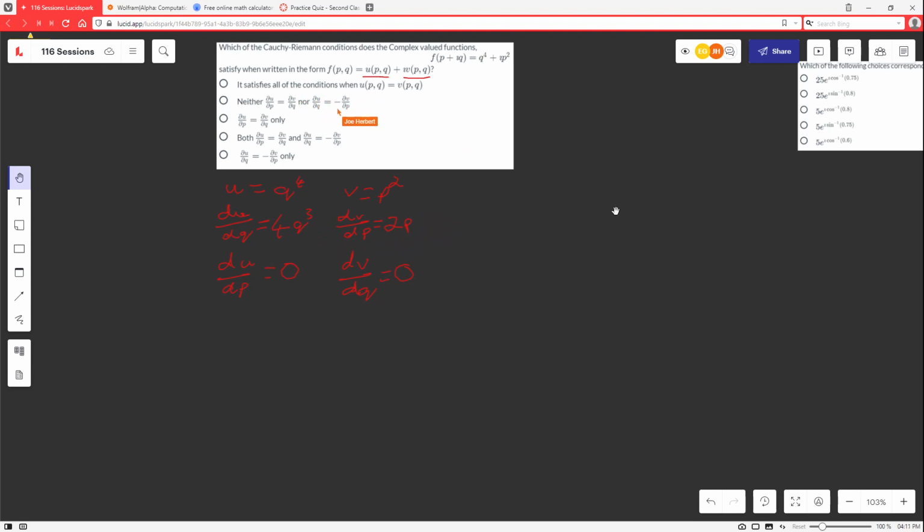We'll actually be comparing to negative. So 4q cubed is not the same as minus 2p. And then we've got du by dp is equal to dv by dq. They're both 0. So that's true. So it doesn't satisfy all the conditions. One of them is true, it's this one. It's not both, and it's not that one.